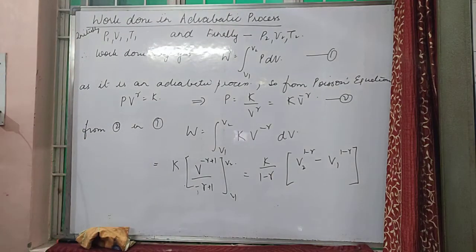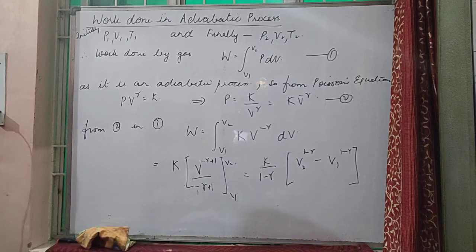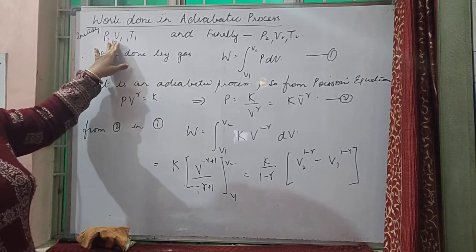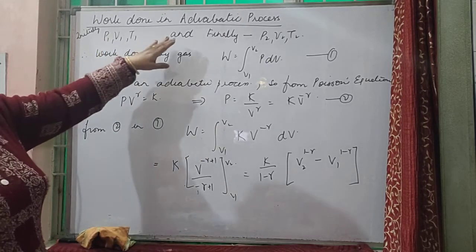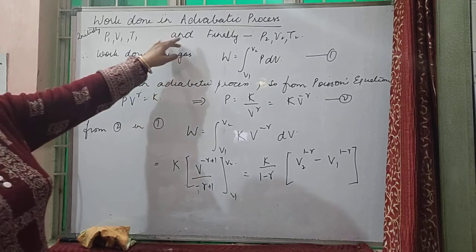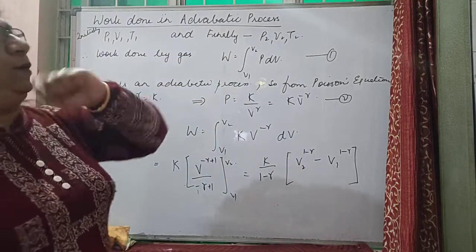Now the work done in adiabatic process. Here, let the initial pressure, volume and temperature be P1, V1 and T1, and finally after the work is done it becomes P2, V2 and T2.